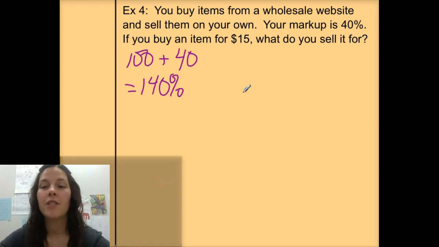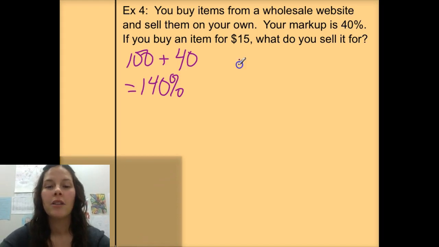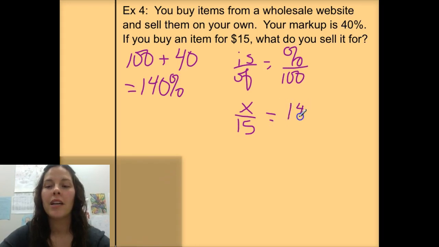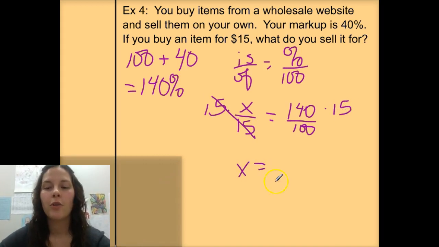We buy an item for $15. What do we sell it for? Is over of equals percent out of 100. Again, the question is, what is the sale price of a $15 item that we bought? Again, we're marking it up 140% of our purchase price, multiplying both sides by 15 to cancel my division. 140 times 15 divided by 100 is $21.